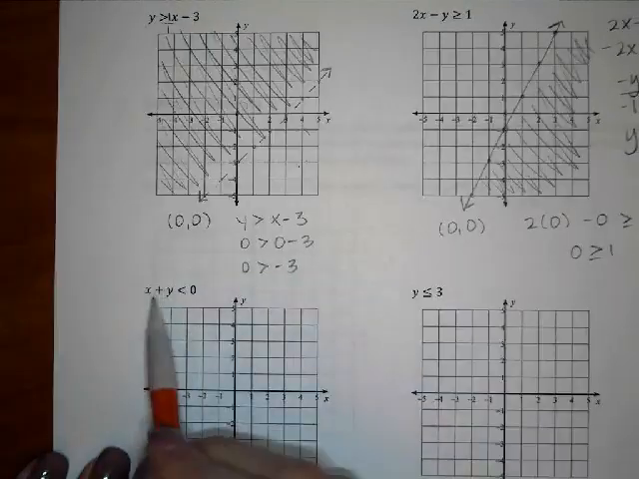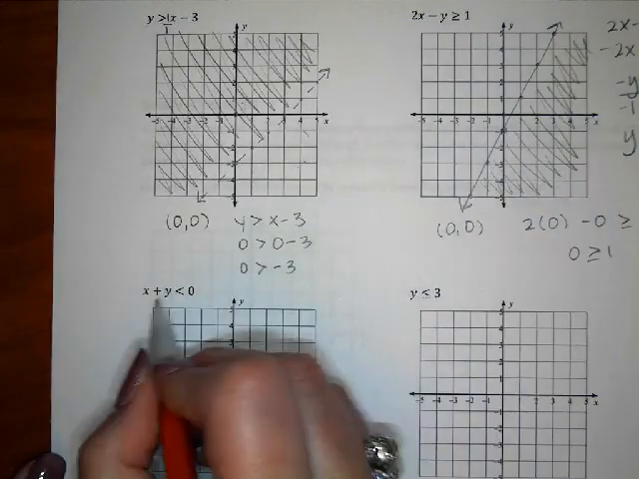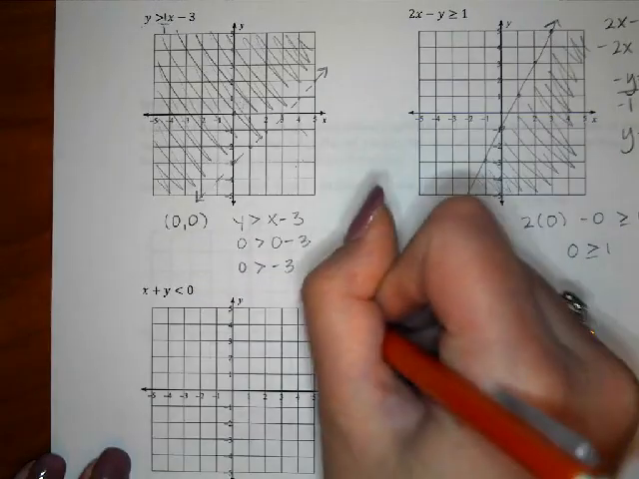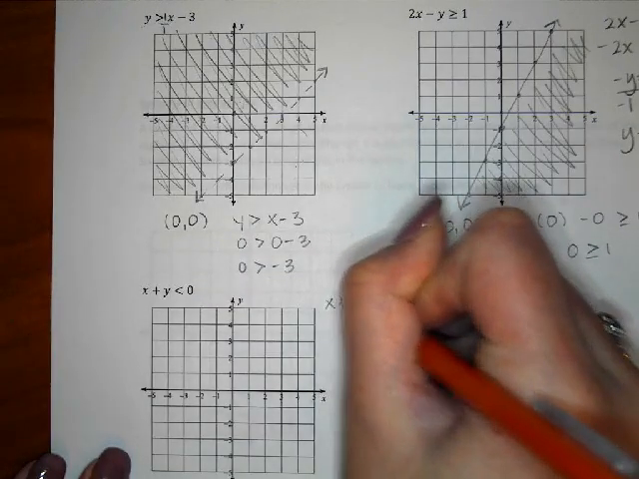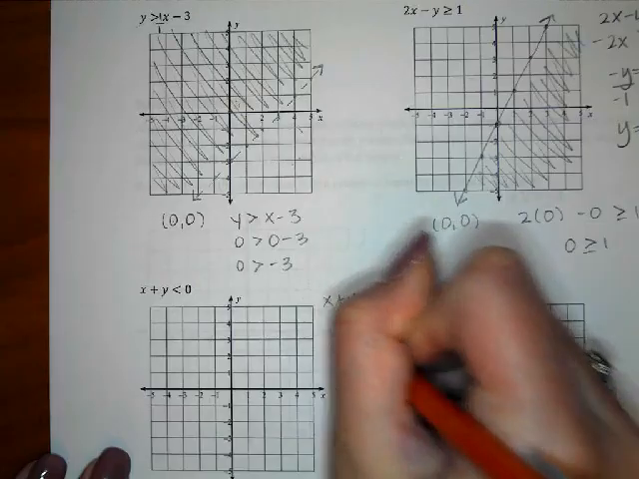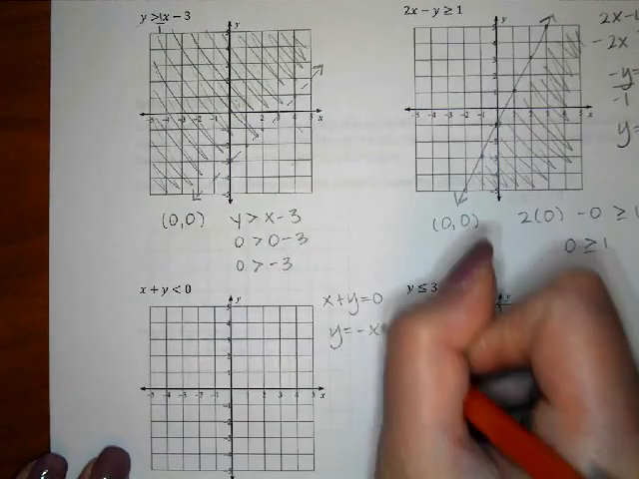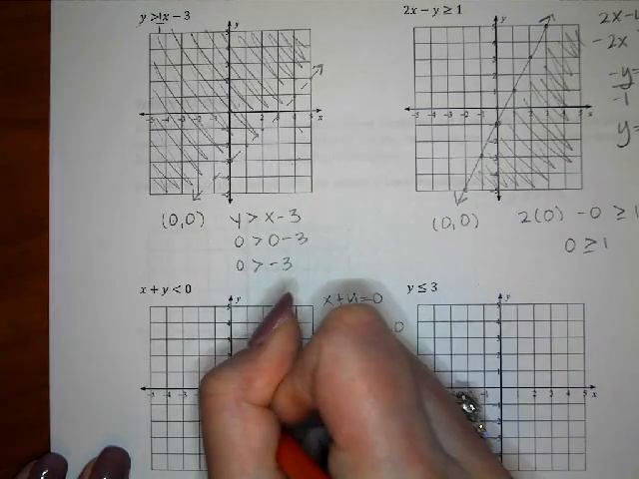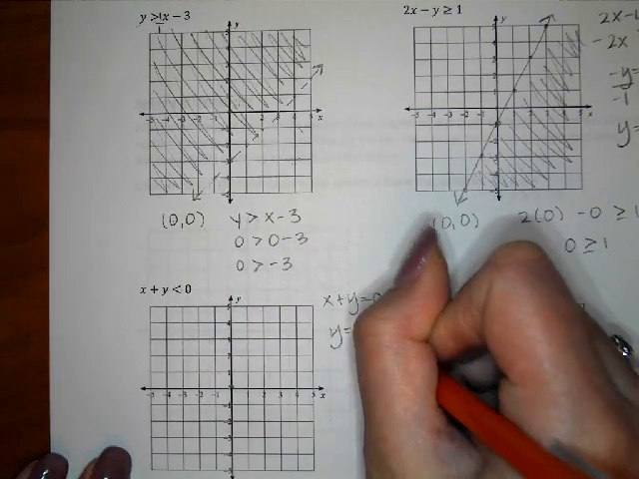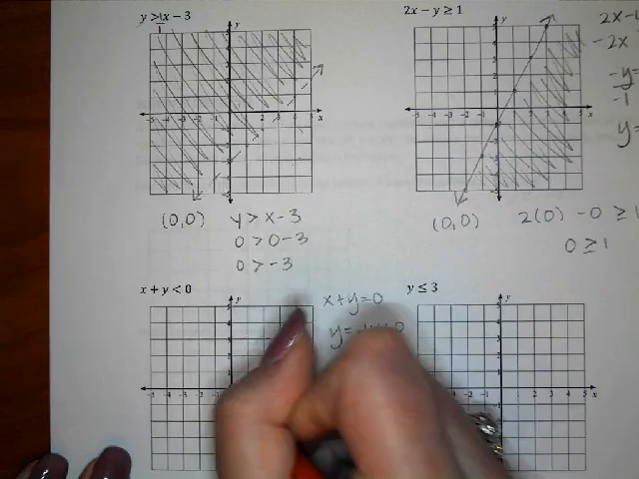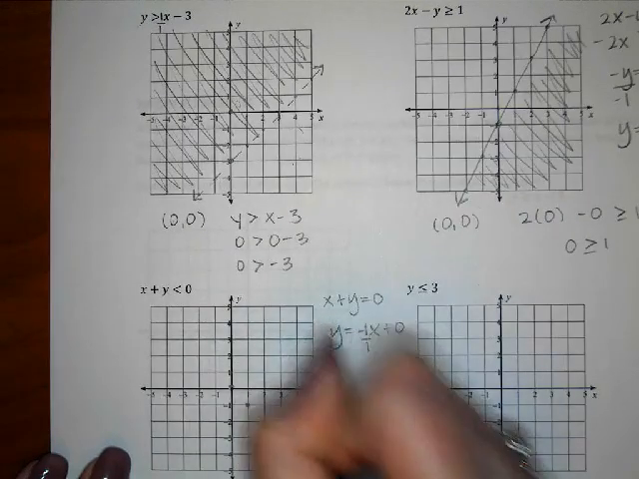X plus y is less than 0. I'm just going to solve this for y. So y is negative x is the line that I'm drawing. I have a y-intercept of 0 and a negative 1 slope. So down 1 over 1, down 1 over 1, down 1 over 1.